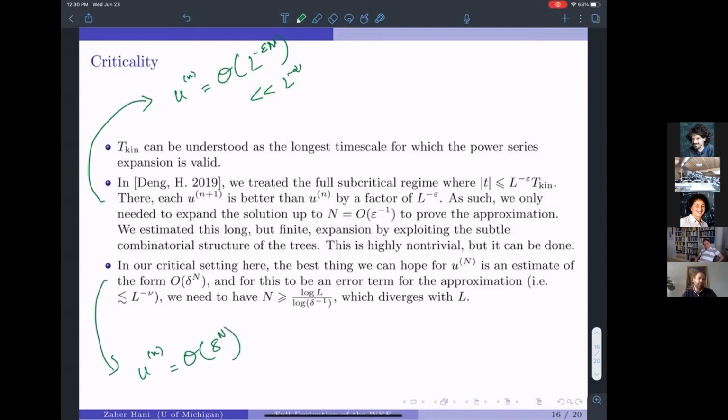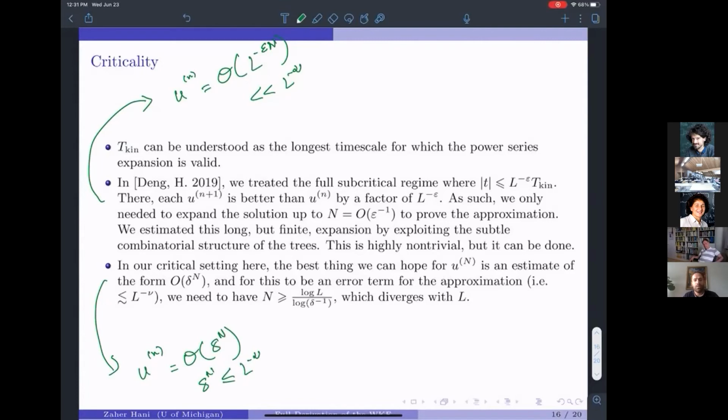What I mean by at best is that there are terms in this expansion that have size delta to the n, and there's nothing you can do about them. Actually, those are the terms that give you the kinetic equation. For delta to the n to be an error term, less than L to the minus nu, you need to take n larger than log L over log delta inverse. In other words, you need to expand your solution up to a threshold that depends on L and diverges as L goes to infinity. And this is really what we do.